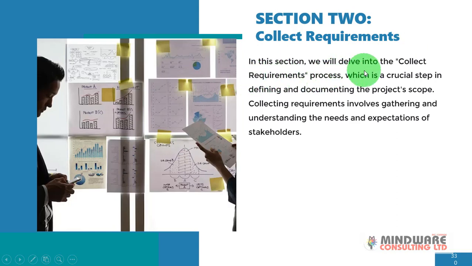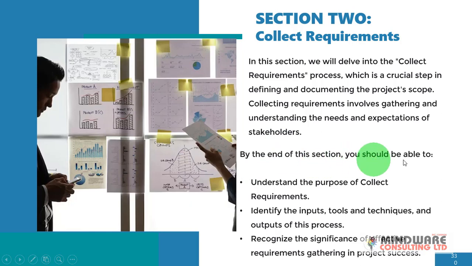In this section, we'll delve into the collect requirements process, which is a crucial step in defining and documenting the project scope. Collecting requirements involves gathering and understanding the needs and expectations of stakeholders. By the end of this section, you should be able to understand the purpose of collect requirements, identify the inputs, tools and techniques and outputs of this process, and recognize the significance of effective requirements gathering in project success.